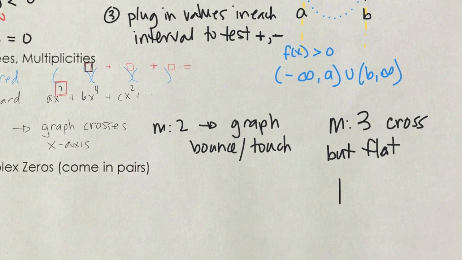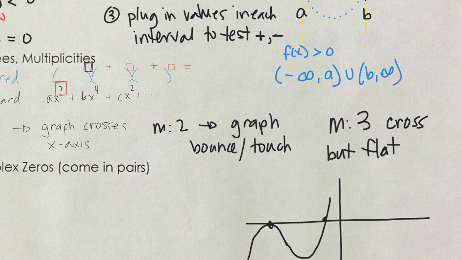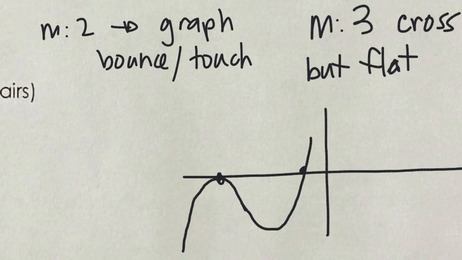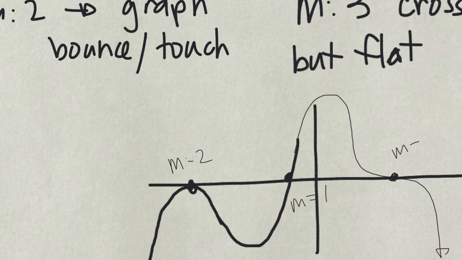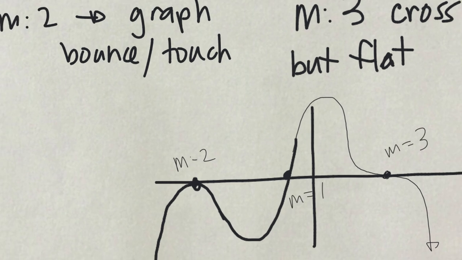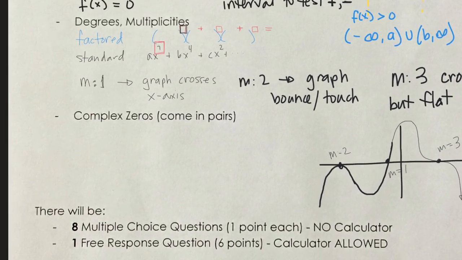So let me give you an example of each of these. Okay? So here would be a bounce. The graph touches the x-axis and then comes back down. This would be a cross. The graph crosses the x-axis completely normal, right? What we would say is normal. And then if the graph were to come in like this and then flatten as it crosses, that's a multiplicity of 3. Okay? A bounce, a cross, and a flatten. Those are your 3 types of multiplicities and their graphical implications.